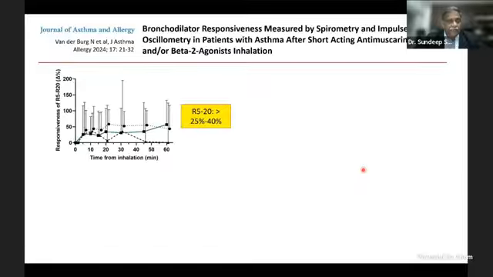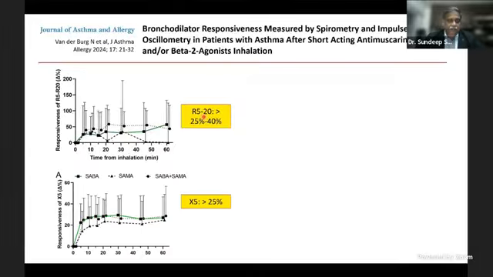When they look at R5 minus R20, you can see the haphazard lines, but look at the green line over here. The units over here, percentage change, so this is 50%, but I can see just a little below 50%. Interestingly, the maximum R5 minus R20 bronchodilator value you get is at 60 minutes, unlike FEV1 and unlike R5, where you get it at 10 minutes. Here you get it at 60 minutes. And the percentage change that you get is around 25 to 40%. I think that should be the equivalent for R5 minus R20.